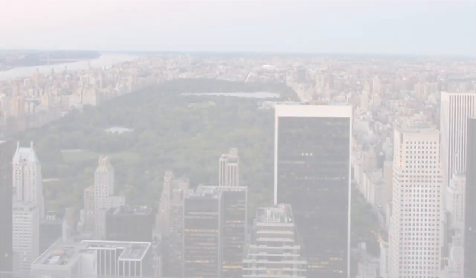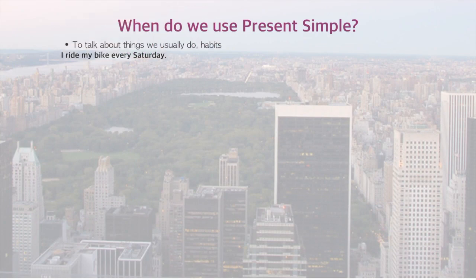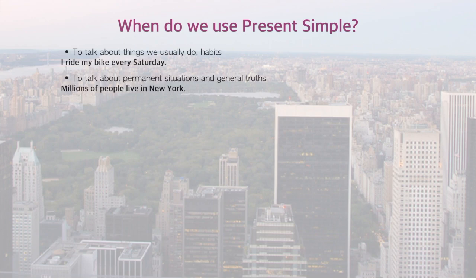So let's remind ourselves very quickly. When do we use the present simple? We use it to talk about things we usually do. These are habits. We use it to talk about permanent situations and general truths. These are things that do not change. We also use it to talk about timetables and programs.